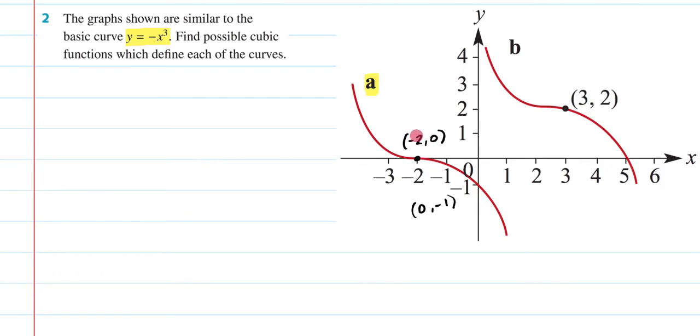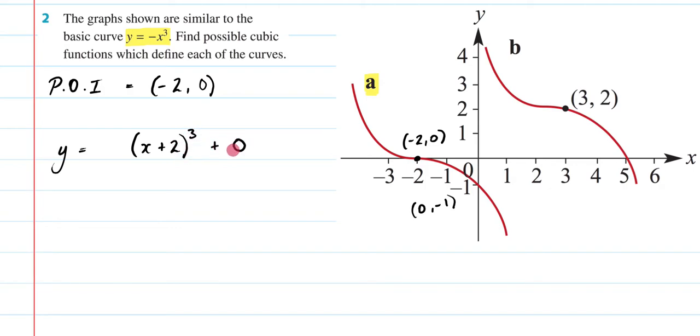So because this is our point of inflection, our POI, which is -2, 0, that's probably the most important information we're given, because we can write it out like the following. We know it's going to be x plus 2 cubed plus 0. So this is like our point of inflection form. It's kind of like our turning point form for quadratics, but now we've got cubics. We obviously don't have to put this plus 0 there.